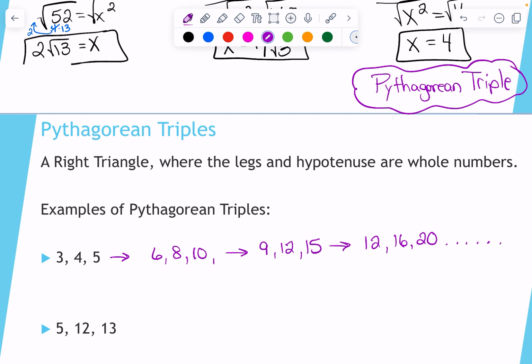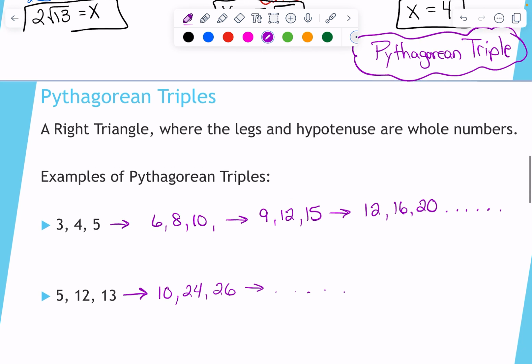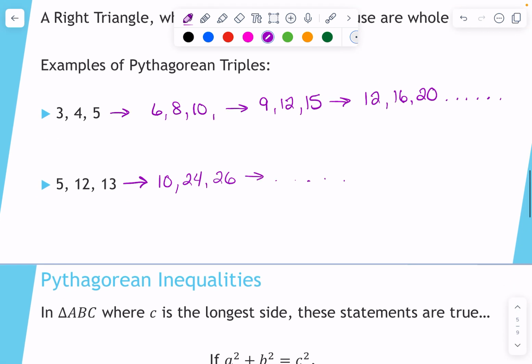Another very common one is a 5, 12, 13. They could multiply that by 2 and make it a 10, 24, 26, and so on and so forth. There are others, but those are probably the 2 most common Pythagorean triples, and I just wanted you to know what those are called and to be on the lookout for them. Just makes life a little easier if you spot those.